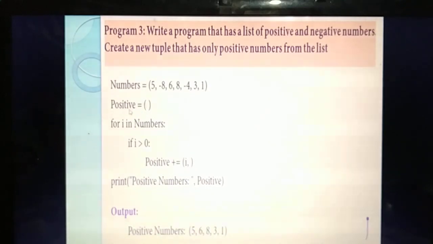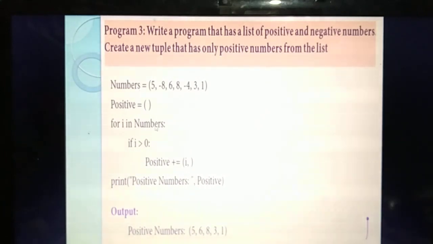What's the name of the tuple? Positive. Initially there are no elements in the tuple. Now it is an empty tuple. Okay. So you need to access only the positive elements from the tuple. For that you are going to define a loop, a for loop. So for I in numbers, you are defining a variable I in numbers.